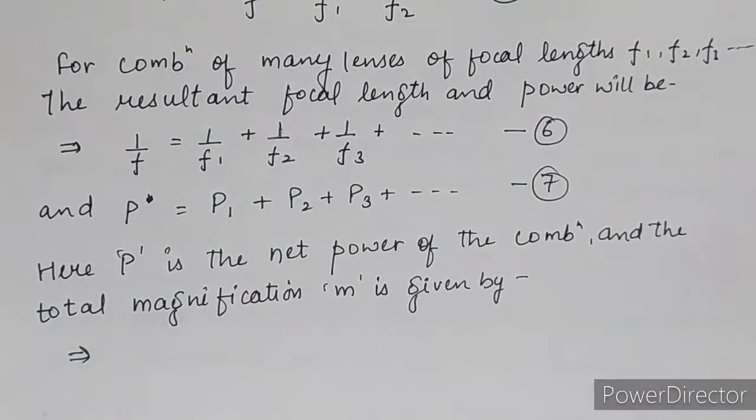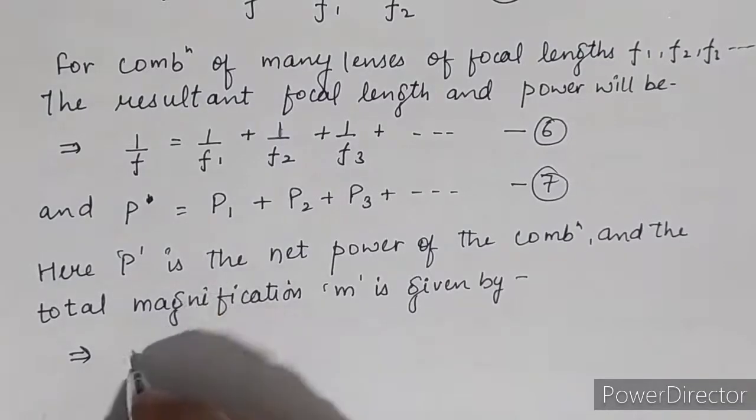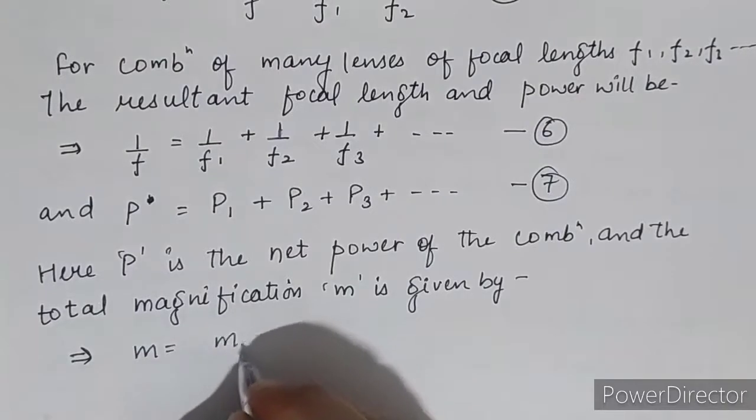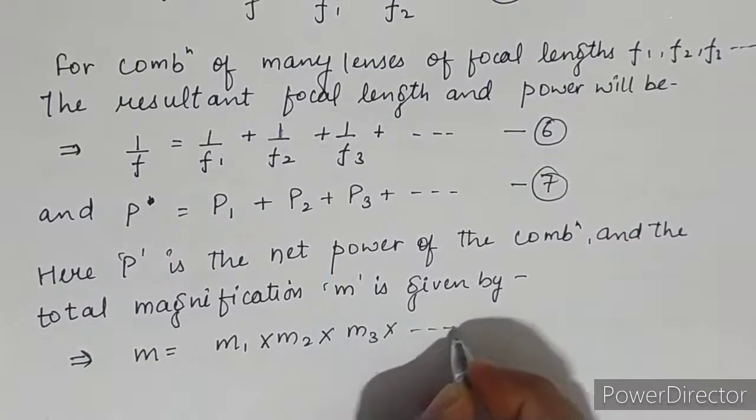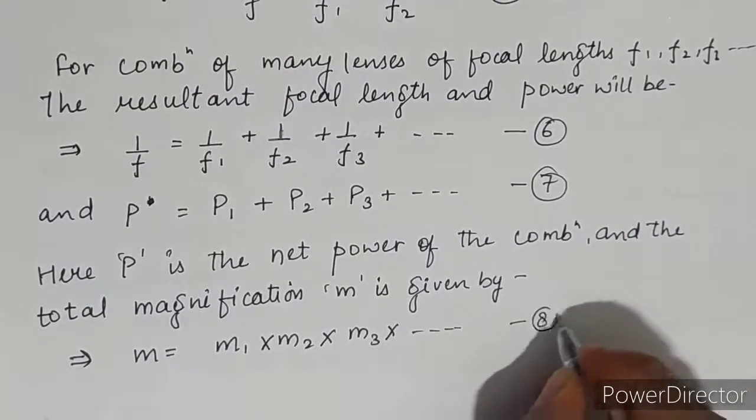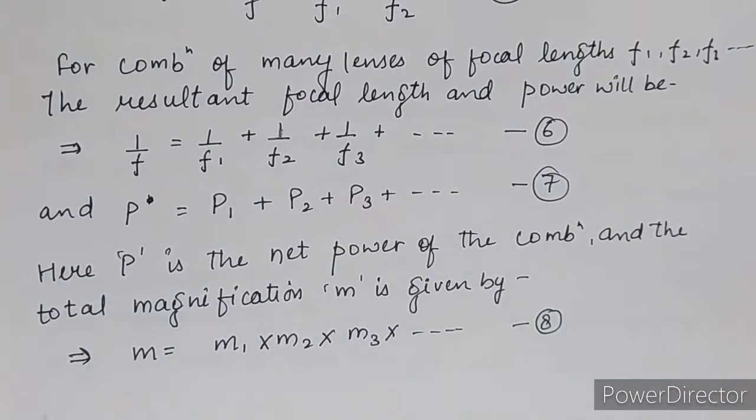Always remember that the resultant focal length is simply the sum of all the focal lengths, meaning 1 upon f is equal to 1 upon f1 plus 1 upon f2 in the inverse form. And so for the power, it is also the normal algebraic sum of all the individual powers, but magnification is actually the product. The resultant magnification is the product beta. Okay. So M is equal to M1 into M2 into M3 and so on. Here M1, M2, M3 are the magnifications by the individual lenses.